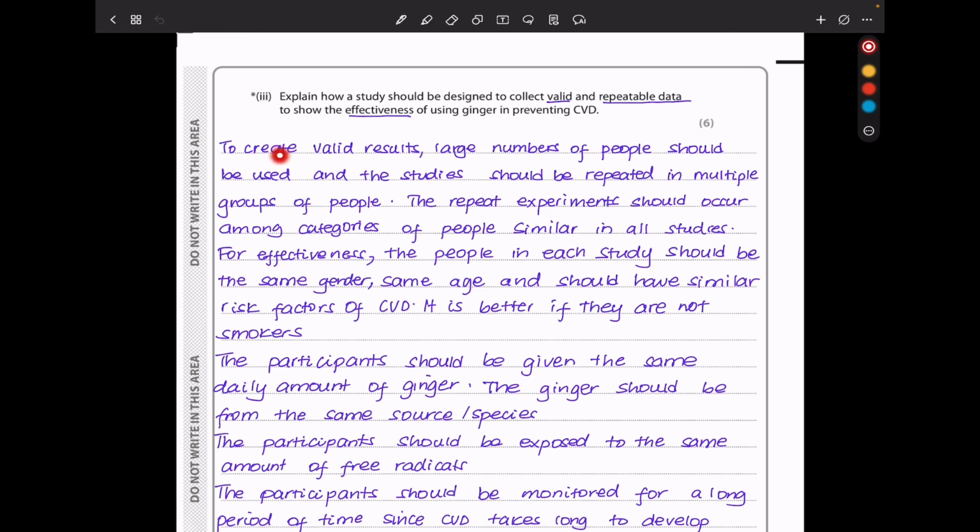So I say to create valid results, remember we are looking at valid results, large numbers of people should be used, and the studies should be repeated in multiple groups of people. The repeat experiments should occur among categories of people. These should be similar in all studies. For effectiveness, the group in each study should be the same gender, same age, and should have similar risk factors of CVD. It is better if they are not smokers or they have the same lifestyles.